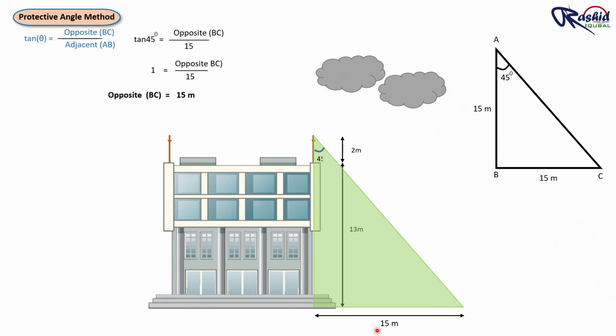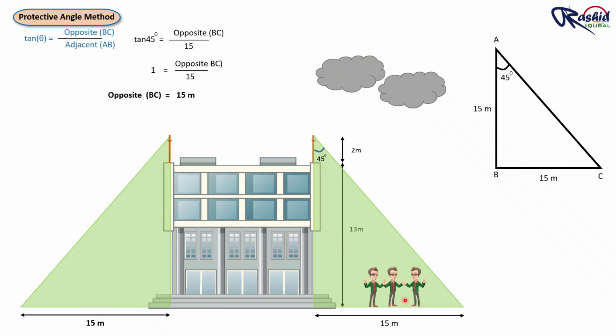So the protection radius at ground level is 15 meters. That means any person or object within 15 meter from the building foundation is protected. But if anyone is standing outside this 15 meter radius, they are in danger zone.